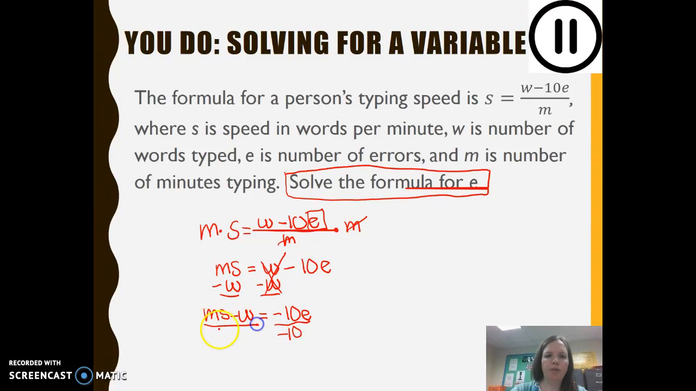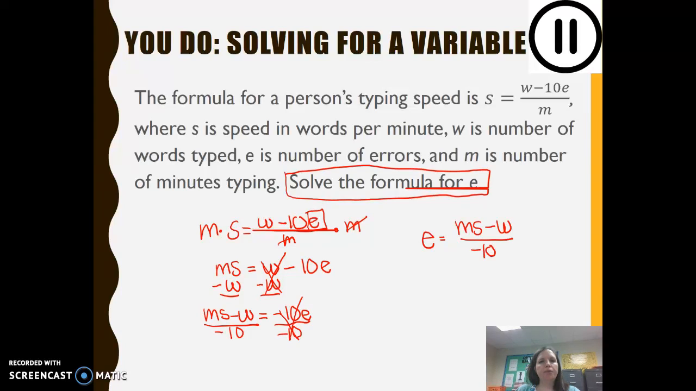So I'm going to divide both sides by negative 10. So my final answer: I have E alone. E is equal to ms minus w, over the whole thing over negative 10. Because when you're dividing the whole side by negative 10, not just whichever term you want to pick, you divide the entire side. So not something that looks that much more comfortable, but now we have isolated E alone.